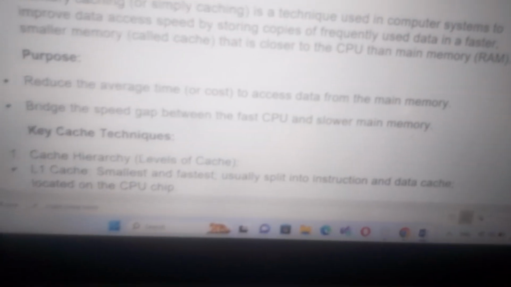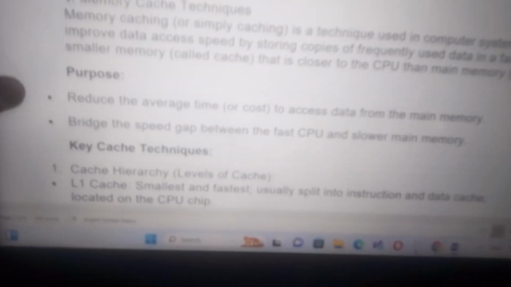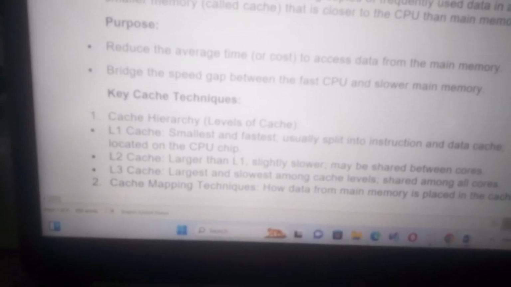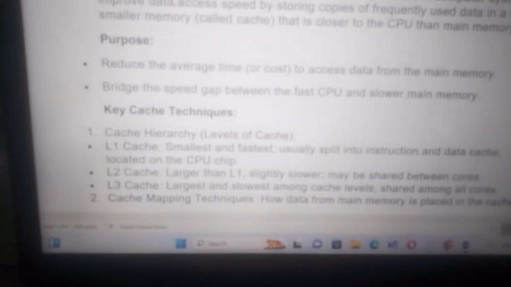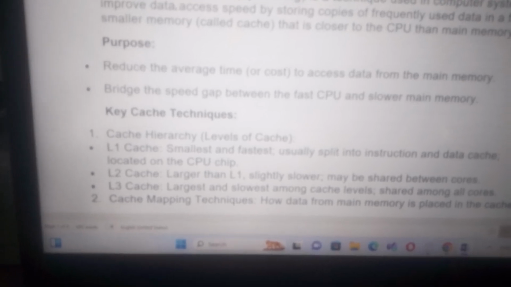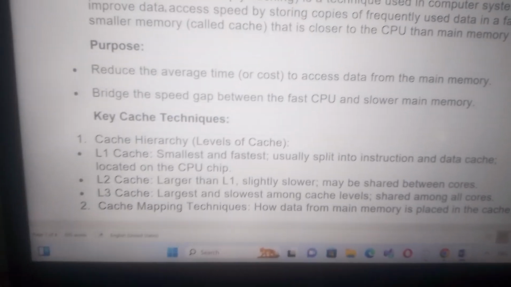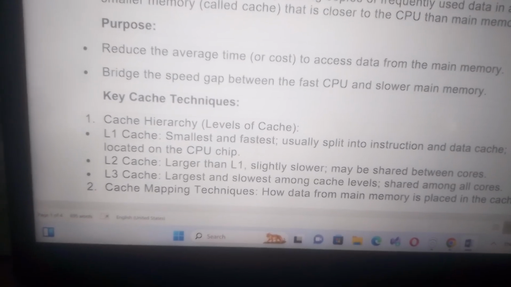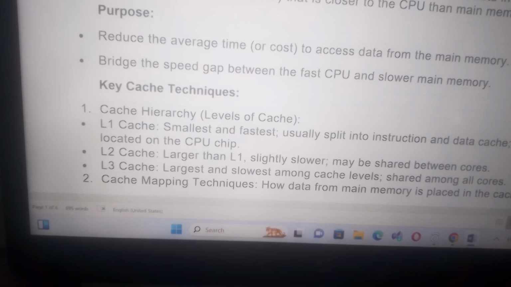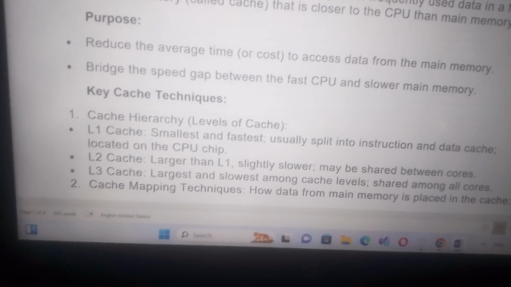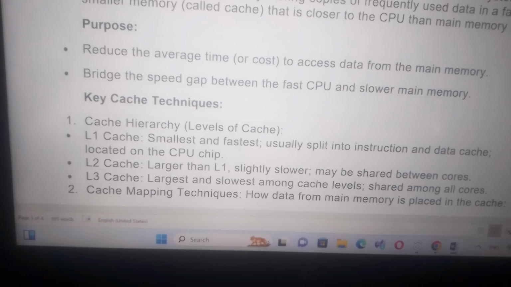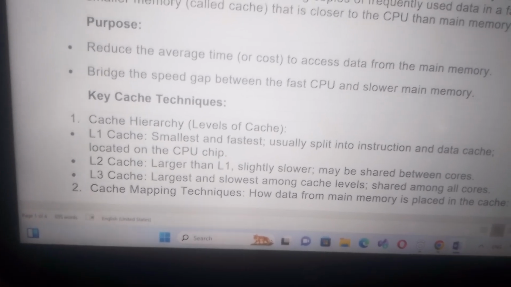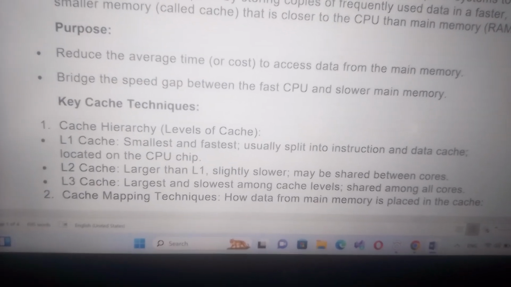Let's look at the purpose, the reason why the memory cache techniques are used. Some of the purposes are to reduce the average time to access data from the main memory. Like what I'm saying, with the memory cache techniques, instead of going all the way to the main memory, it will reduce time because the smaller memory has a copy of the main file. Then it bridges the speed gap between the fast CPU and the slower main memory. So with the CPU, in terms of a faster way to get the information, the memory cache techniques also help.